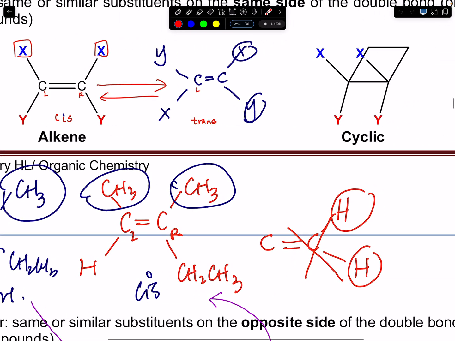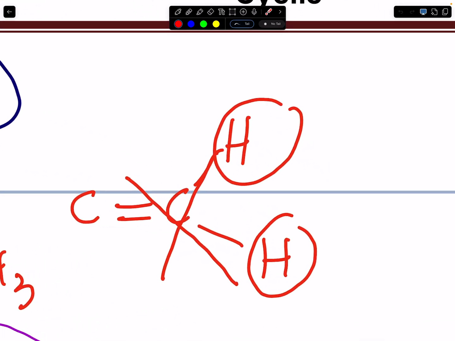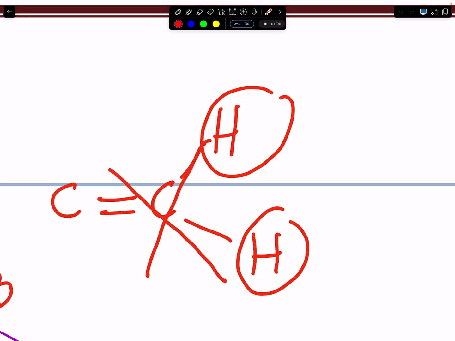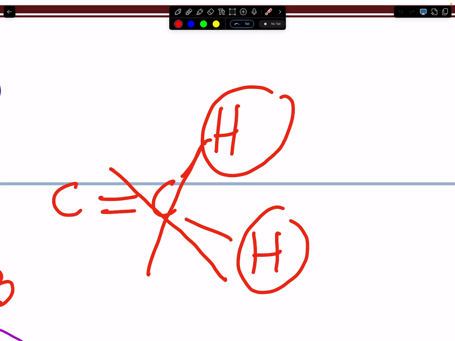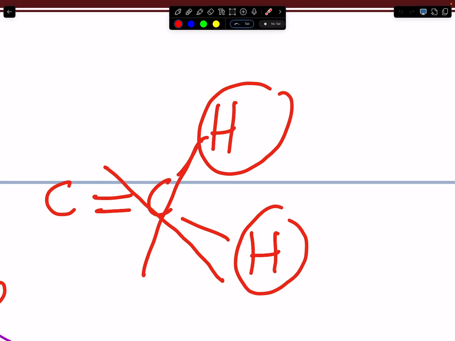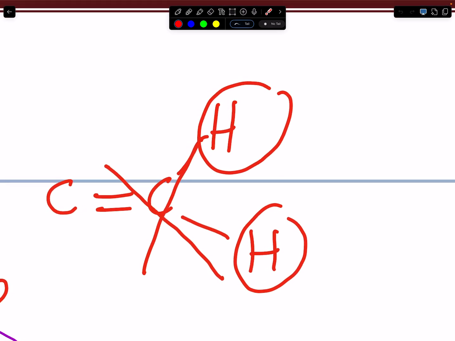Now, just in case you are not very sure what is criteria number 1, if you notice over here, there is a carbon atom with 2 hydrogen atoms. So it means each doubly bonded carbon has substituents that are the same. Okay, clear? Any questions here?